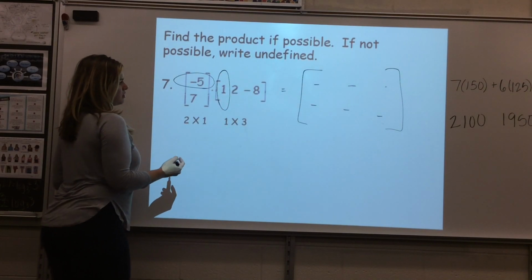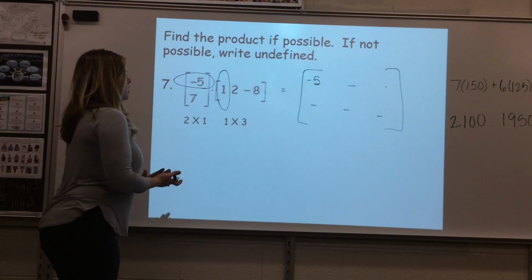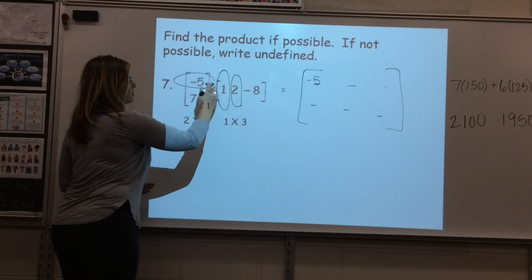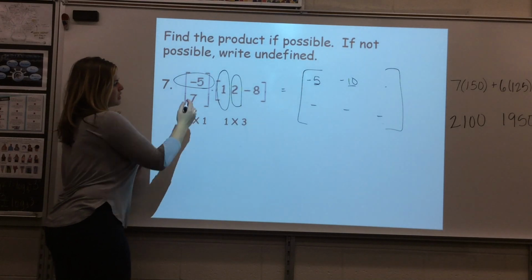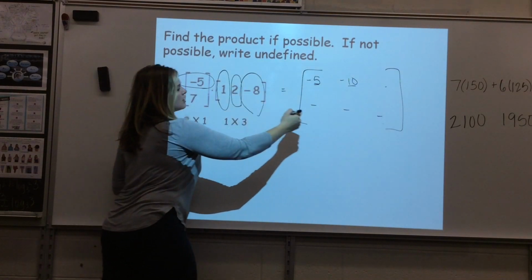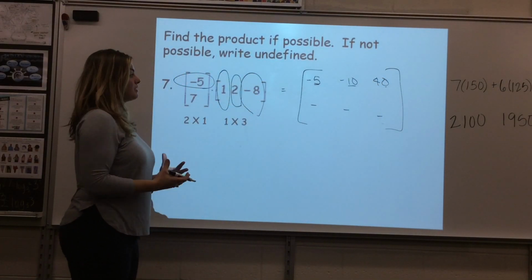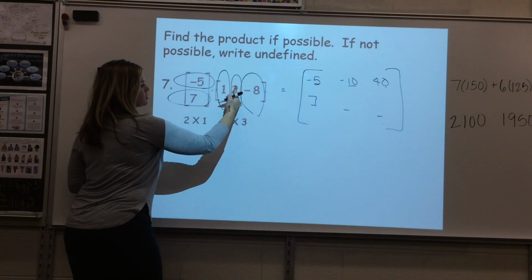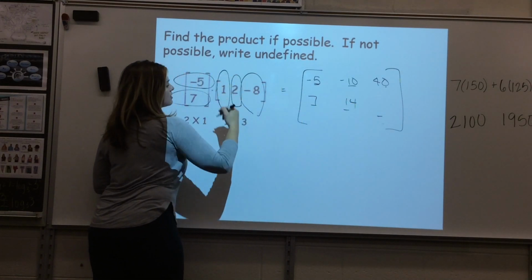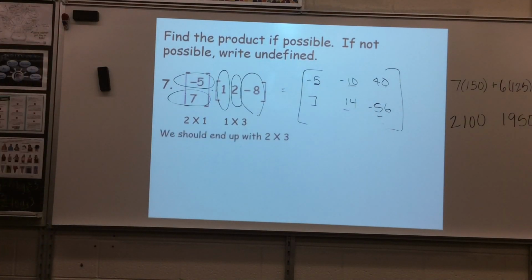So -5 and 1 is -5. There's not much adding going on. Well, row to column, row to our new column. -10, we're in a new column. -5 to -8, +40. So we're getting so many numbers because we're literally just multiplying and not adding things together. 7 and 1, 7 and 2, 7 and -8. Are we correct? Yes, we are.